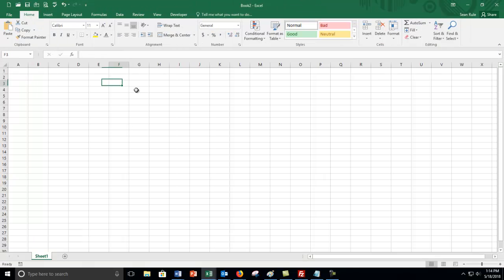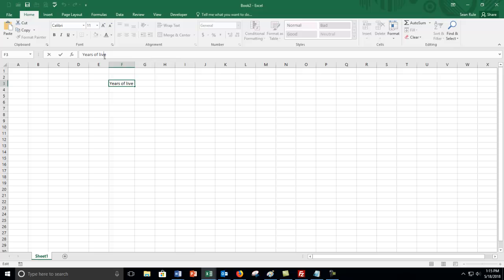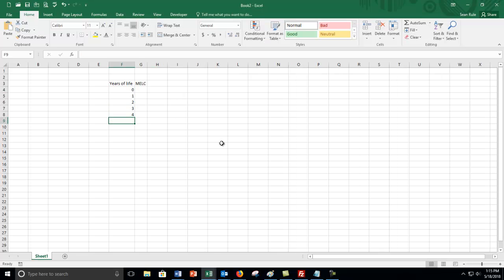Okay, so we'll put years of life for this chicken, and then we'll put max egg laying capacity. And then you start at 0, 1, 2, 3, 4. We can drag that down as far as you think is fit. A 21-year-old chicken probably isn't going to happen. So the first year, she is at 100% or 1 of her capacity. The next year is going to be 85% of whatever this number is. So the first year, she's down to 85%.